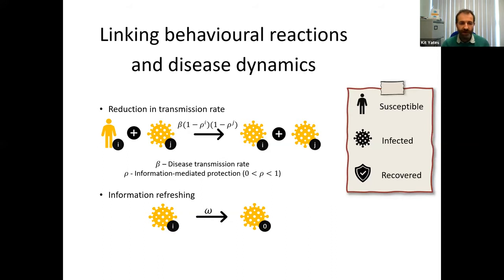for example, asymptomatic periods of infection, people that don't realize they're infected, maybe people who think they've got a cold instead of COVID or whatever it may be. So you don't immediately go to information level zero as soon as you become infected, but you do that with rate omega.